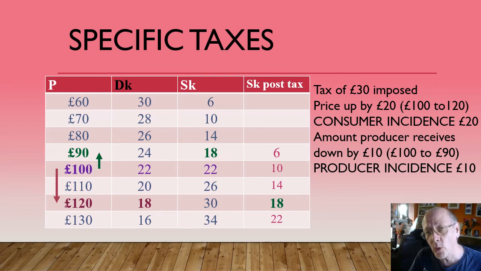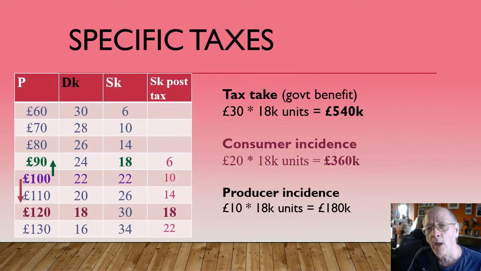So the producer incidence is £10 per unit. Now remember that 18,000 units are being shifted, and on those 18,000 units the government is taking £30. So in total the government is going to get £540,000 from this to spend on health or education or invading another country or whatever the government wishes to do. So how's that 540,000 made up?